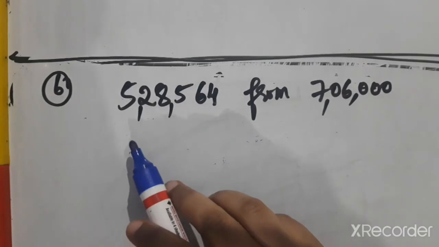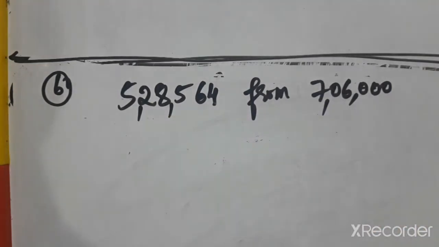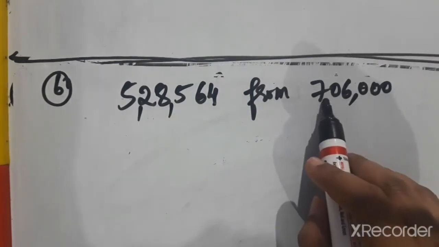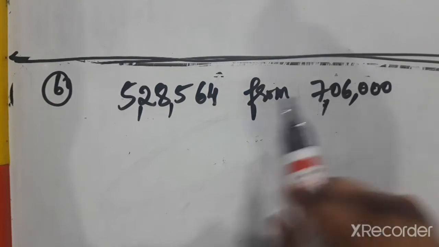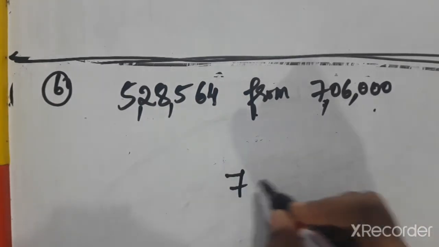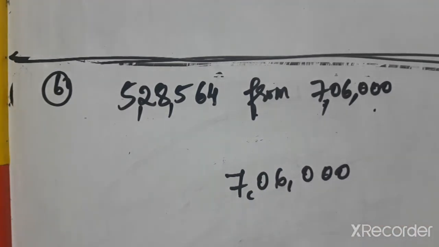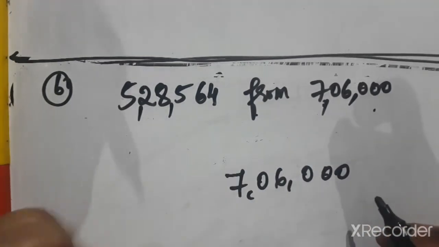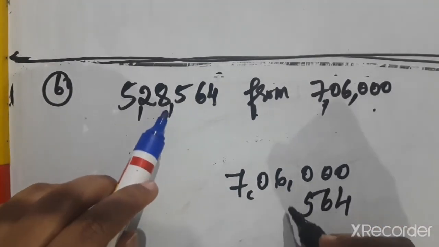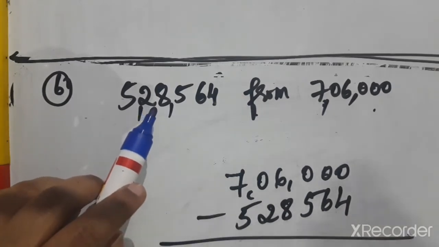Now next, the sixth one: 5,28,564 from 7,06,000. This is 5 lakh and 7 lakh, so both are in the lakhs place. Which is greater? 7 lakh is greater than 5. The number after "from" is the one we write first, and subtraction always needs the greater number first. Now below it 5,28,564, with the minus symbol.